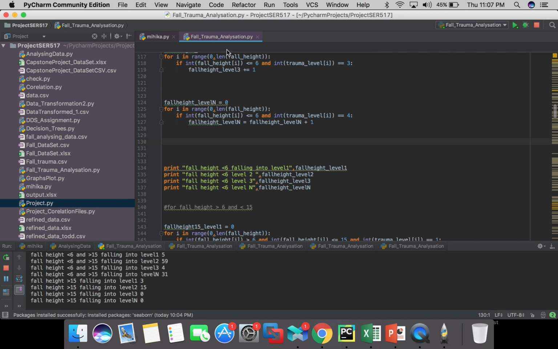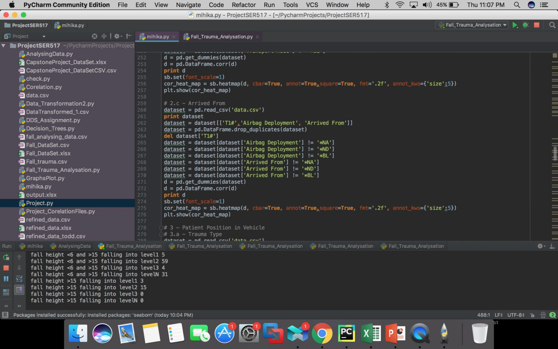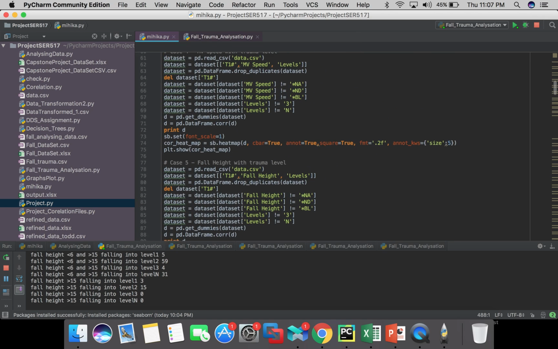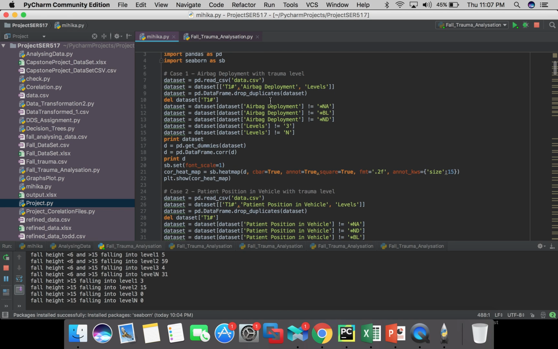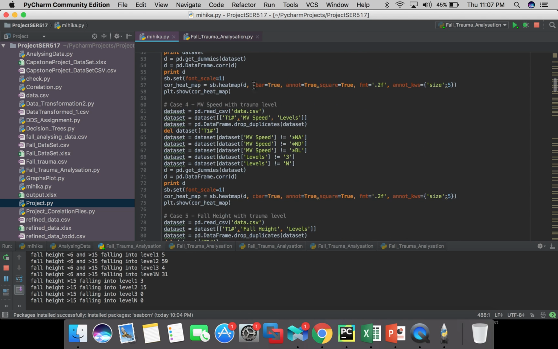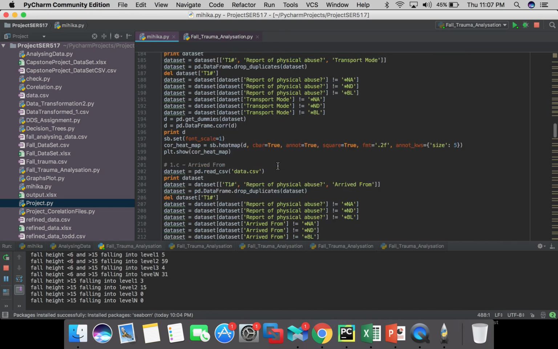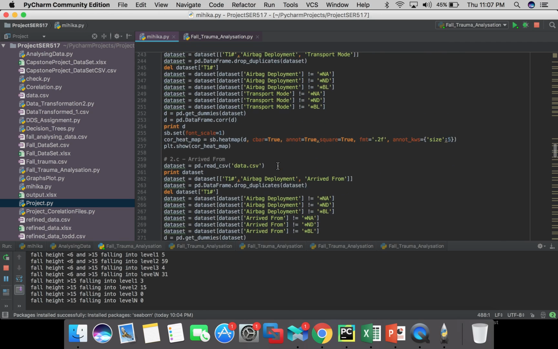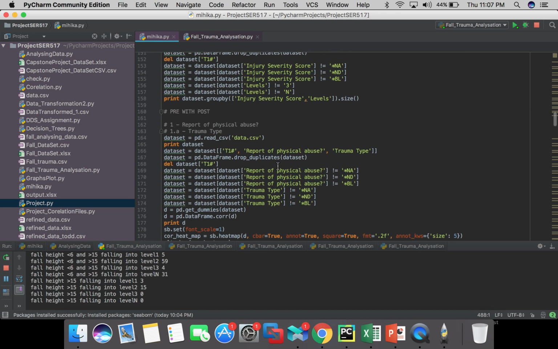If we go to one of our other scripts, we can see different patient statistics. This is a bunch of correlation matrices, comparing airbag deployment with trauma level, movement speed with trauma level, etc. Down below we also have different pre and post conditions being compared, such as physical abuse with trauma type.